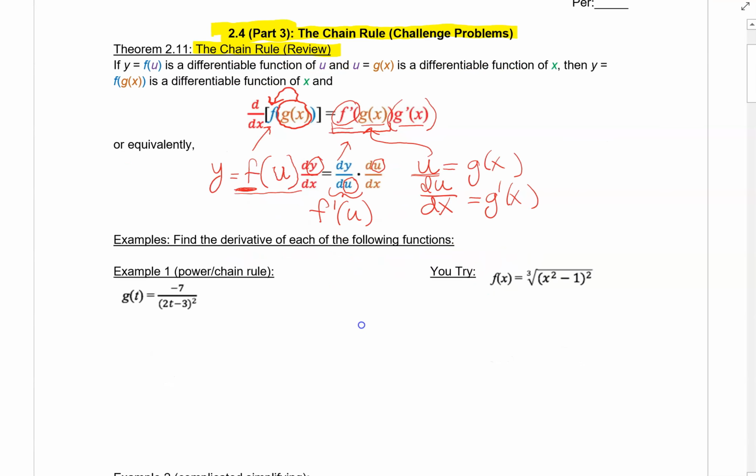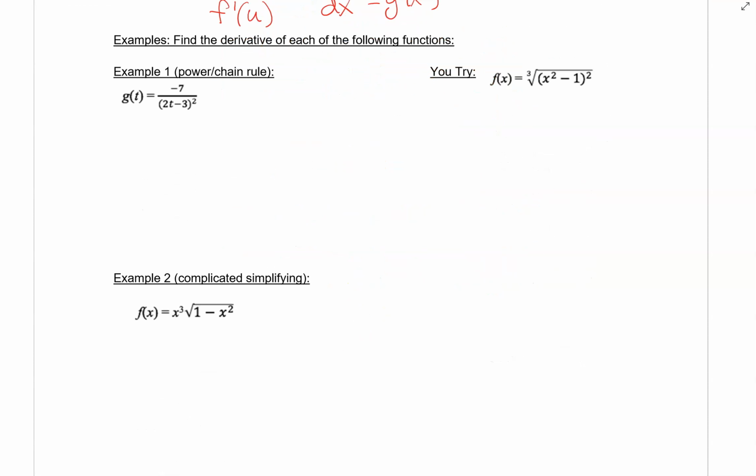So let's try that here with example 1. In example 1 here, we're going to look at an equation where we'd have to use a power and chain rule combination to find the derivative, because I can rewrite this function as -7 times the quantity 2t minus 3 to the power of -2. The exponent is negative since this quantity is in the denominator. I just have to remember to make the exponent negative. But when I write it like that, the advantage is that I don't have to use the quotient rule. I could use the power rule instead, and then the chain rule.